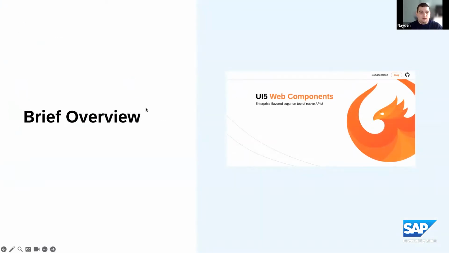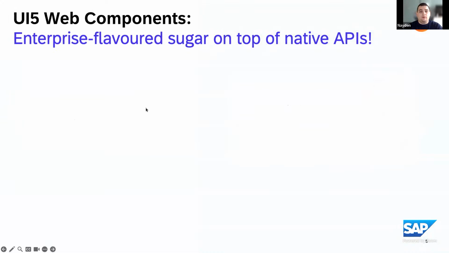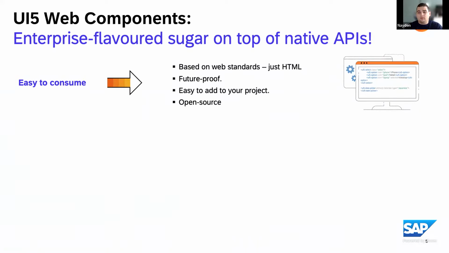So let's start with a brief overview of what UI5 Web Components are. UI5 Web Components is a library that provides a wide range of UI5 elements. These elements are based on web standards, Shadow DOM and custom elements, which means that they are easy to consume and they don't rely on a specific framework in which they might be used.